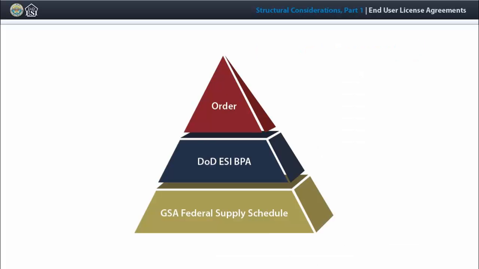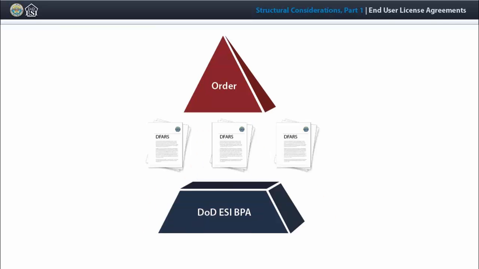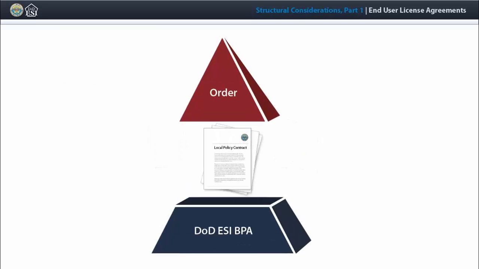The third tier of key terms and conditions is the delivery order. All the major DFARS clauses are addressed in the BPA. It is uncommon to include additional DFARS clauses at the order level. This is done by the government on a case-by-case basis. In addition to DFARS clauses, there may be supplemental clauses incorporated into the order specific to the military service or agency placing the order.